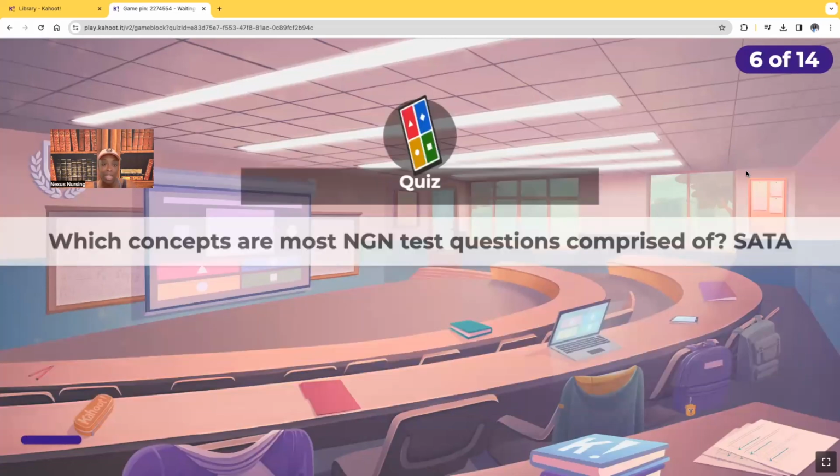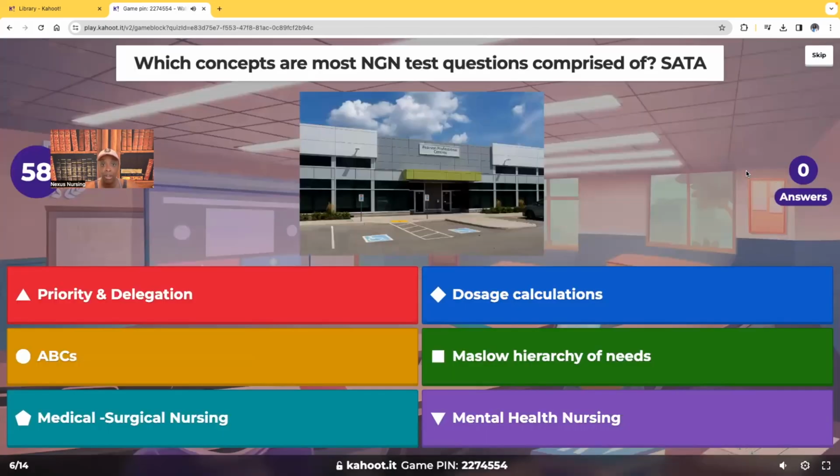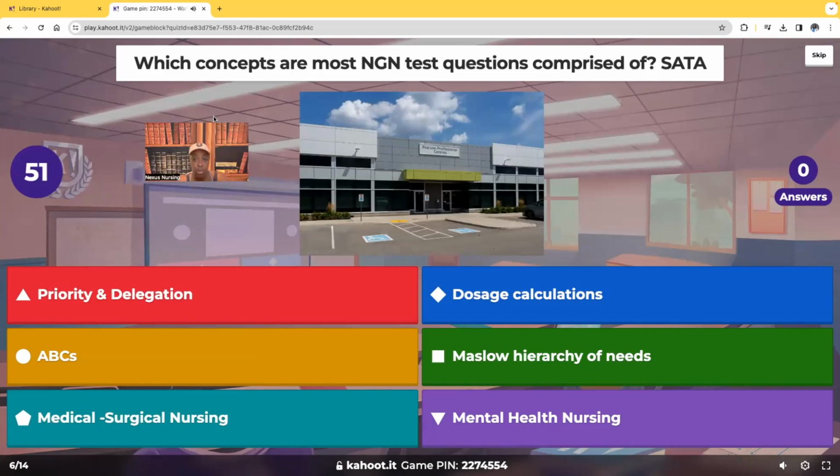Another select all that applies. Which concepts are most next generation NCLEX test questions comprised of? All right. And then there's a picture of Pearson VUE. Here are your choices: priority and delegation, dosage calculation, ABCs, that's airway, breathing, circulation, Maslow's hierarchy of needs, medical surgical nursing, mental health nursing. The select all that applies. So you have more than one answer.